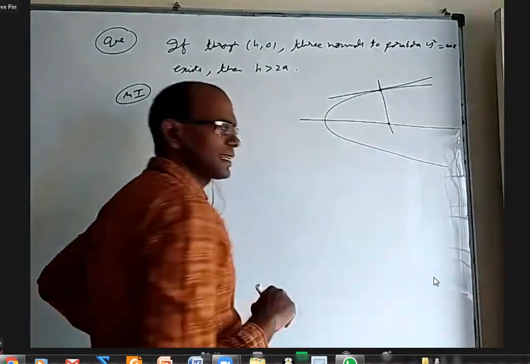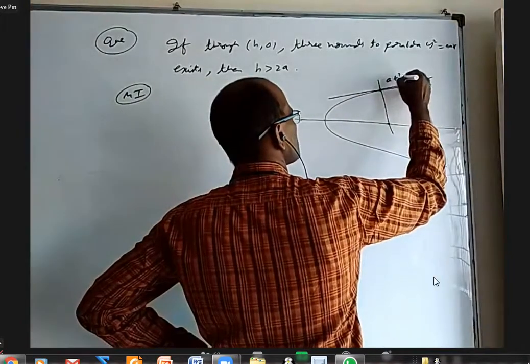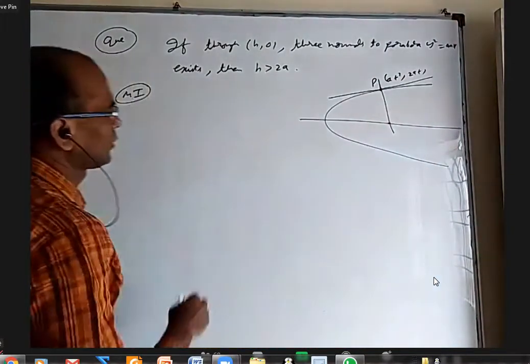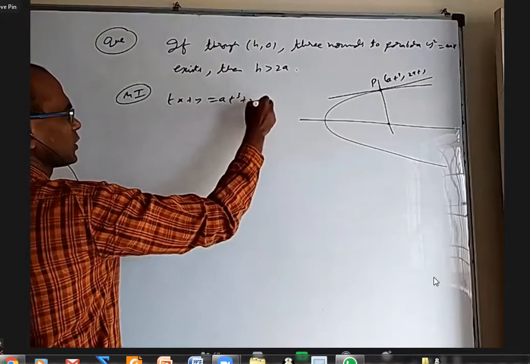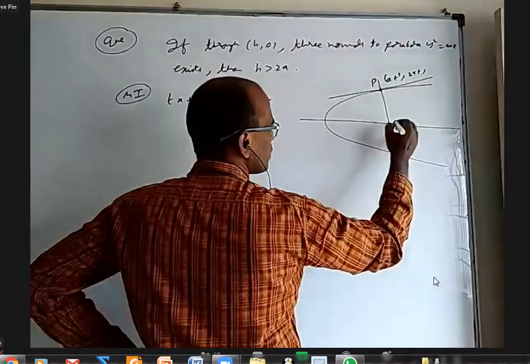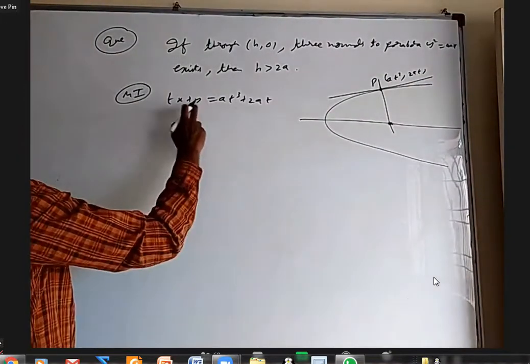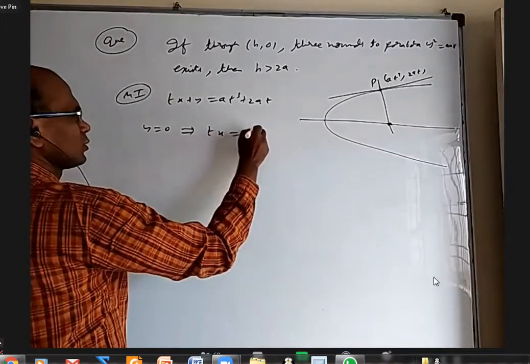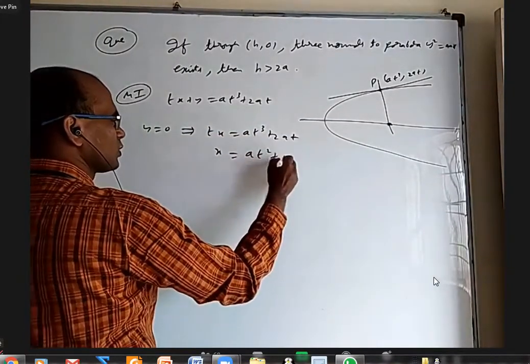I want to know what is the x-intercept of that normal. So if you take this point as (at square, 2at), what is the equation of the normal? tx plus y is equal to at cube plus 2at. Now, what is the x-intercept? Put y equal to 0. When you put y equal to 0, you will get tx is equal to at cube plus 2at. x is equal to at square plus 2a.